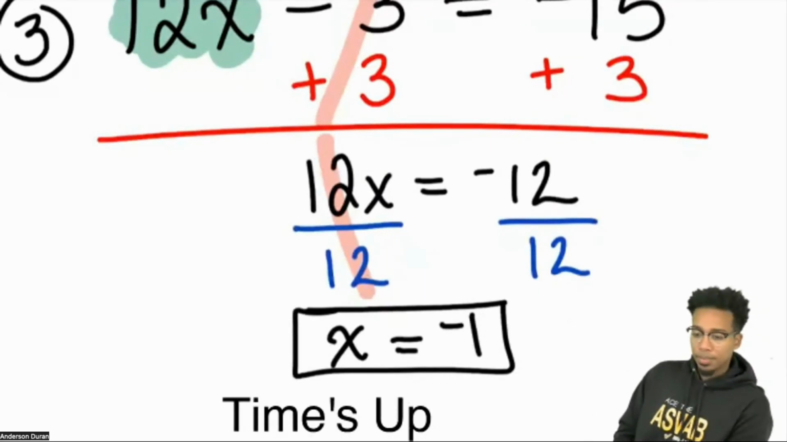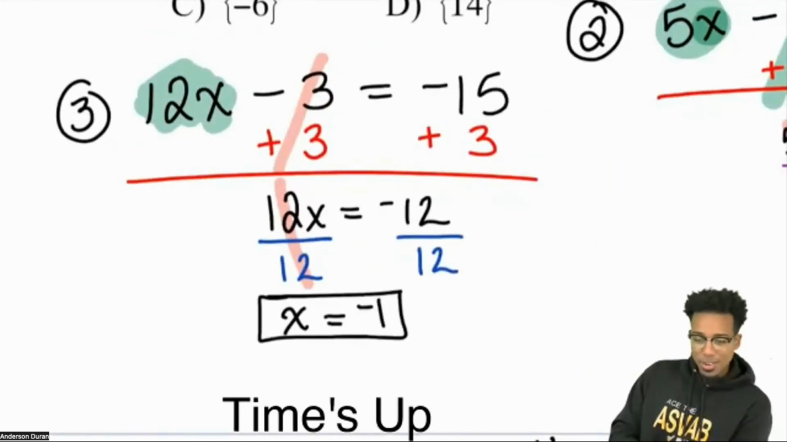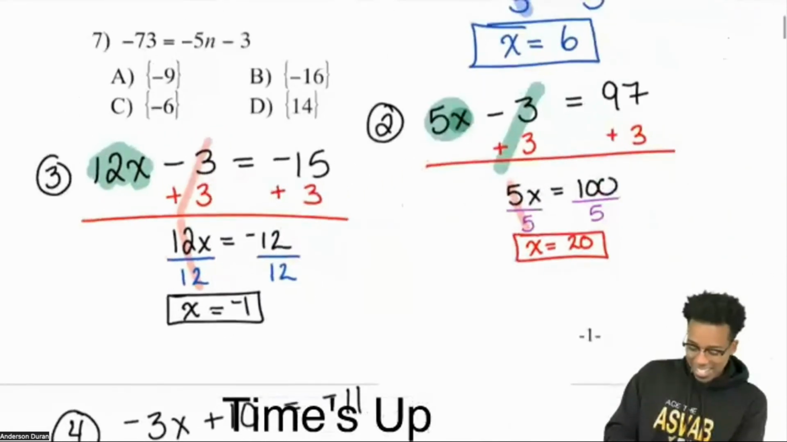Negative 1 right there. So who here is 3 for 3 so far? Who here is 3 for 3 so far, man? It's good to see. It's good to see, guys. I love it.